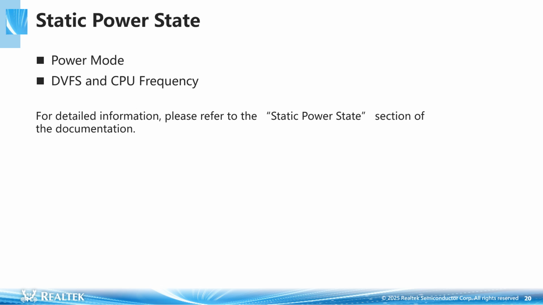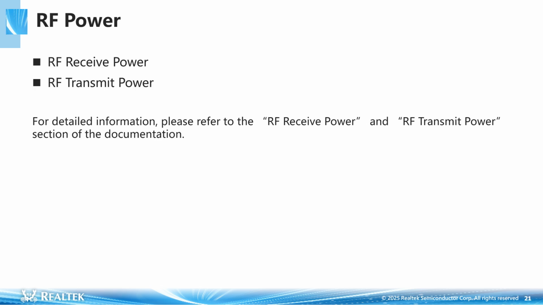We will divide the optimization of power consumption into several main categories. First is static power consumption, which is mainly influenced by power modes, DVFS modes, and frequencies. Users need to set appropriate modes based on their application scenarios. For detailed information, please refer to the static power state section of the documentation. The power of RF is mainly affected by the receive power and transmit power. For detailed information, please refer to the RF receive power and RF transmit power section of the documentation.